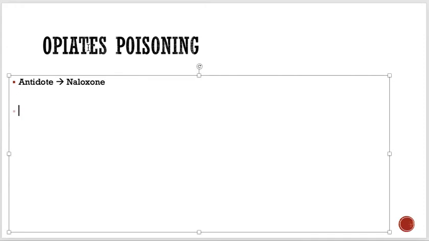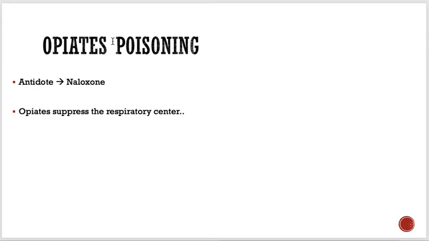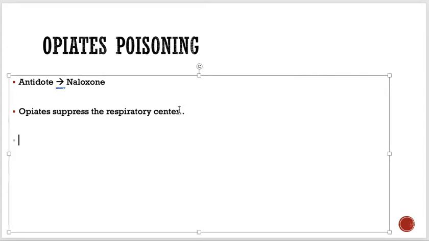What does opiate poisoning do? Opiates suppress the respiratory system, the respiratory center, sorry. Salicylates activate, opiates depress. So what will happen in these patients? Their respiration will be slow. They will hypoventilate. So when they are hypoventilating, what will happen? Again, exactly opposite to what happens in salicylate poisoning.